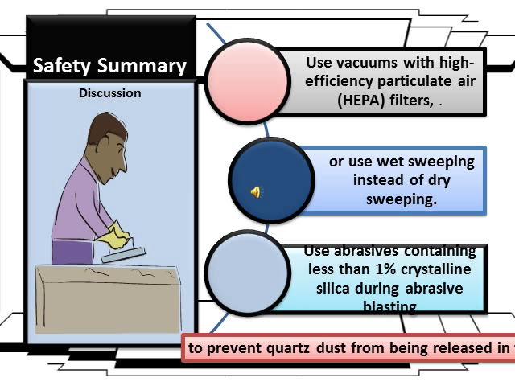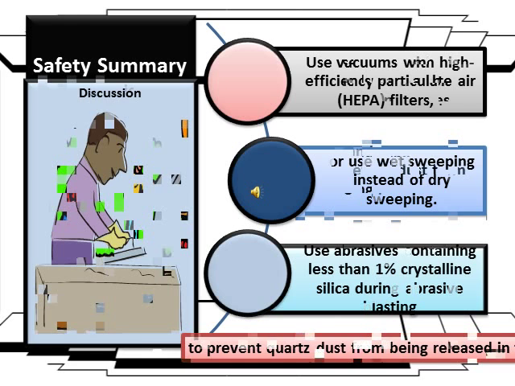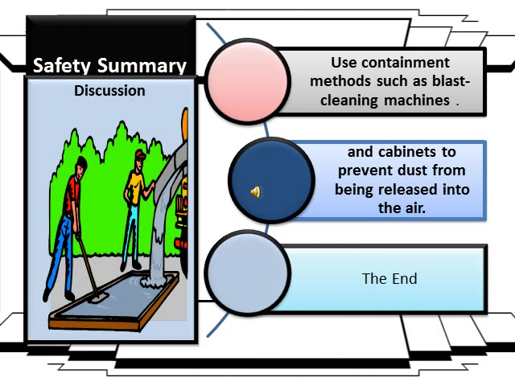Using vacuums with high efficiency particulate air filters, or HEPA filters. Using wet sweeping instead of dry sweeping. Using abrasives containing less than 1% crystalline silica during abrasive blasting prevents quartz dust from being released into the air. Using containment methods such as blast cleaning machines and cabinets to prevent the dust from being released into the air.